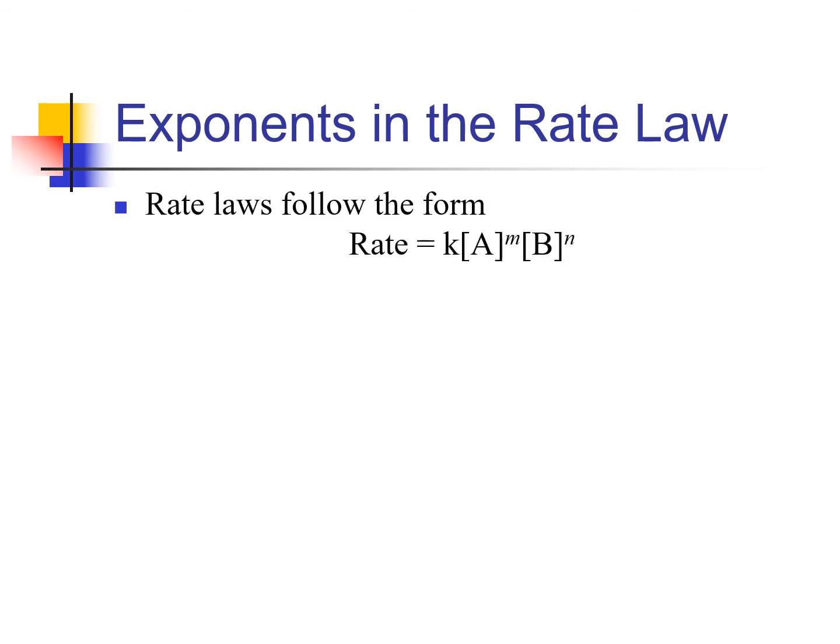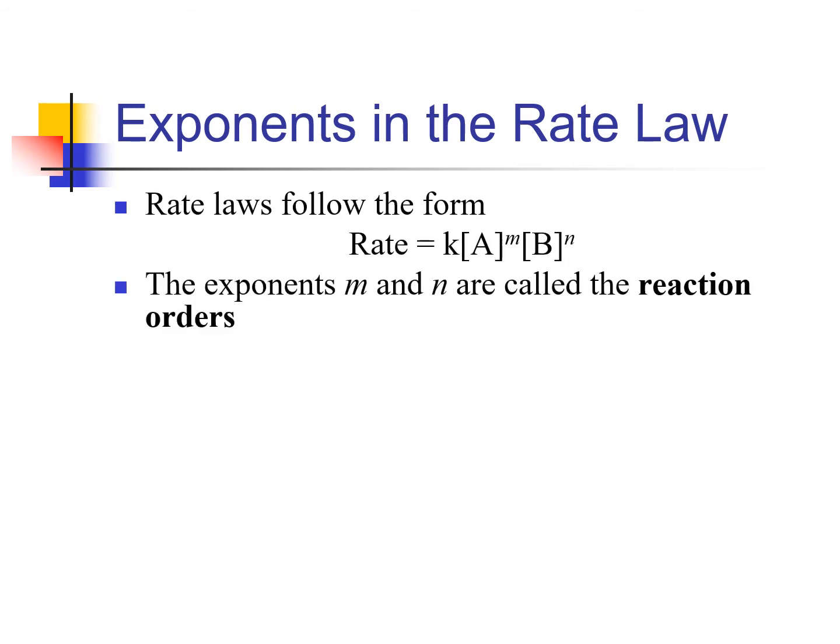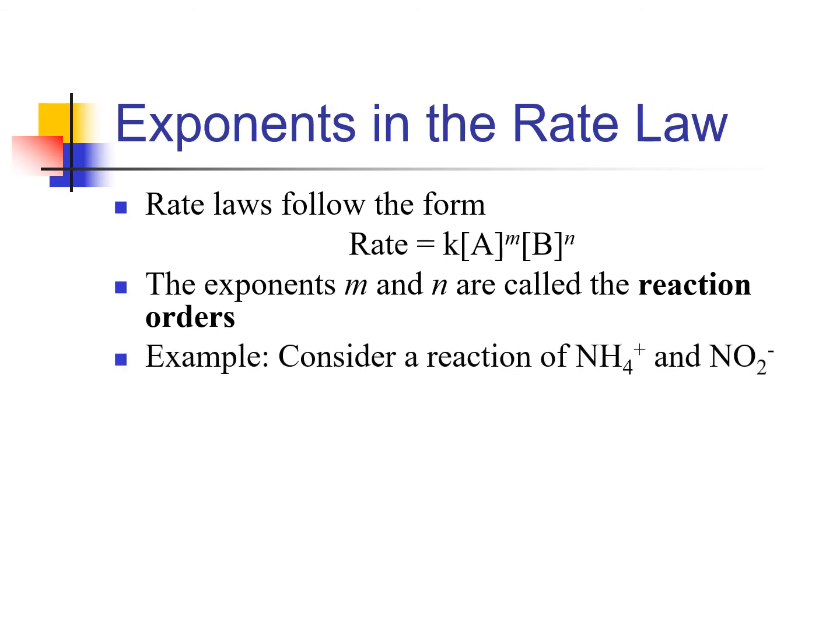So again, we know the general form. The exponents are called reaction orders. So in this case, we could say the order, reaction order, or just the order with respect to A, or the order with respect to B. So let's say we have a reaction. It has ammonium, it has nitrite. This is its rate law. Let's just make one up. Let's say this is a rate law. This is a perfectly fine rate law.